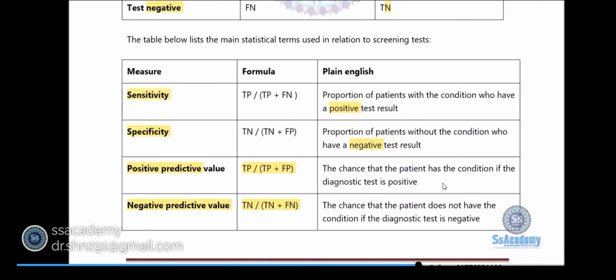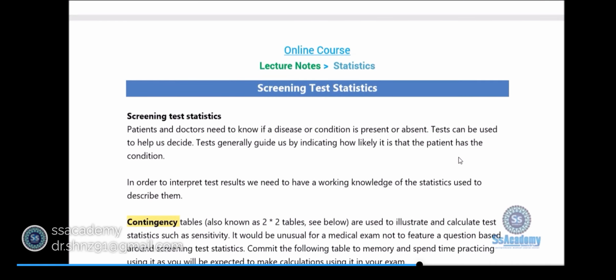Positive predictive value is the chance that the patient has the condition when the diagnostic test is positive. Same here for negative: the chance when the test is negative. So how do we calculate? Once again, sensitivity is the test of positivity, so true positive divided by true positive plus false negative. Specificity is the negative test result, so true negative divided by true negative plus false positive. Positive predictive value, all are positive, so true positive divided by true positive plus false positive. Negative predictive value, all are negative: true negative divided by true negative plus false negative.